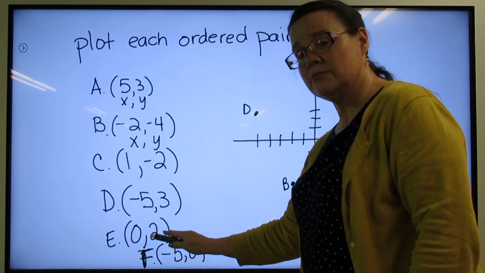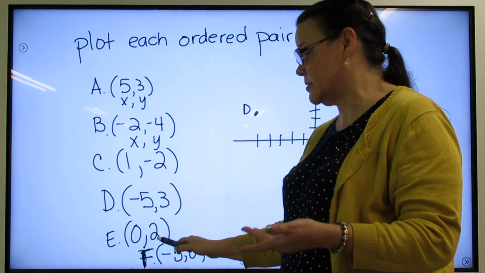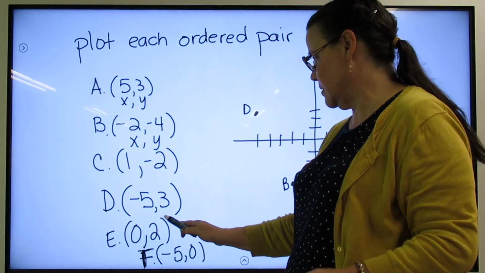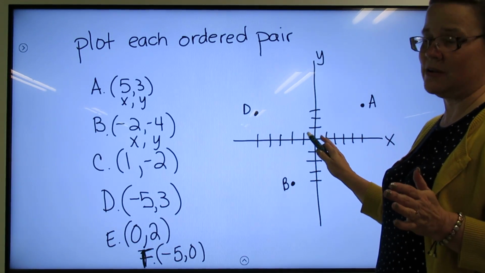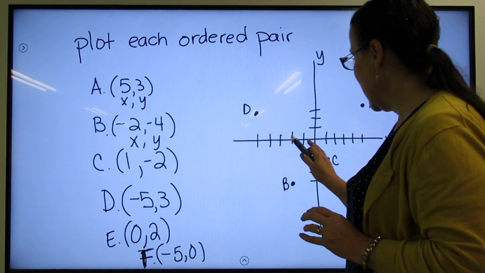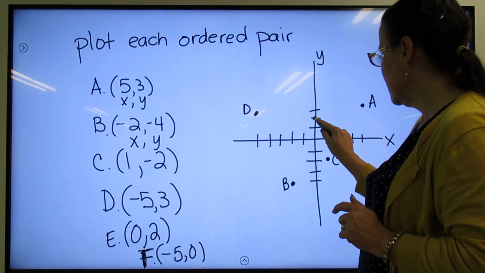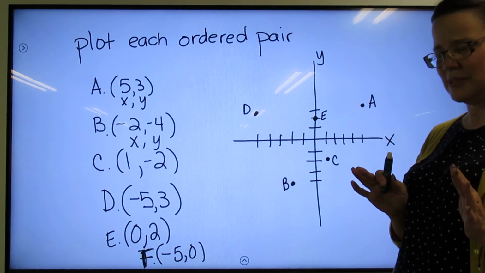And then 0, 2, and -5, 0. I put these on here because they have those zeros, and some people get a little confused about what to do with them. So 0, 2, you start at the origin. You're not moving anywhere. You're not going to the left or the right. You're staying at the origin, hence 0, right? And then you're going to go 2 up, and it's going to be located here, and you're going to label that one E. That wasn't too hard, right?